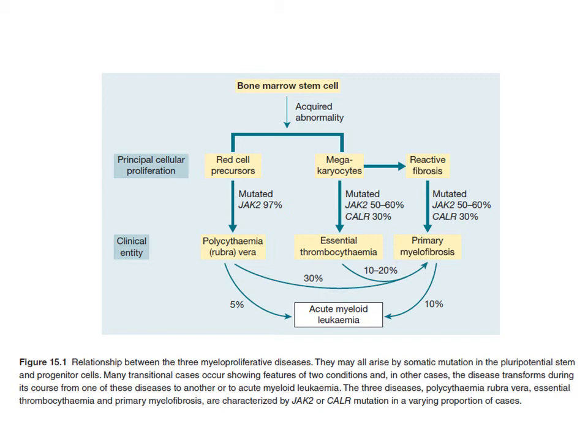Now, almost 30% of these patients, in the late stage of the disease, can go to the spent phase. That means more fibrosis in the bone marrow, and the condition is resembling the picture in primary or idiopathic myelofibrosis. A small subset of these patients, 5%, can go to a picture like blast crisis, and this can change to acute myeloid leukemia.